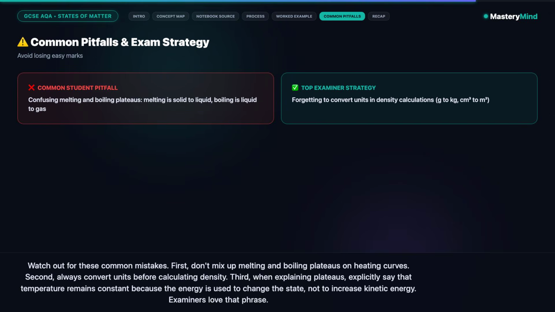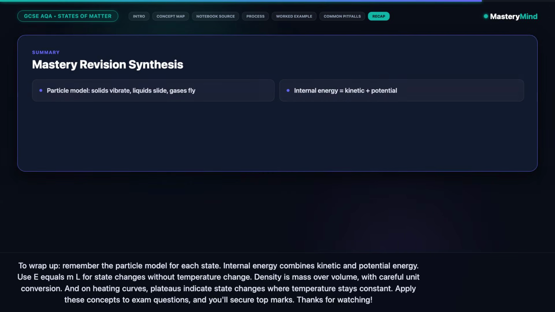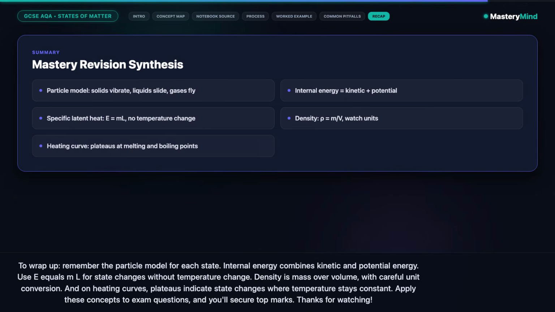To wrap up, remember the particle model for each state. Internal energy combines kinetic and potential energy. Use E equals mL for state changes without temperature change. Density is mass over volume, with careful unit conversion. And on heating curves, plateaus indicate state changes where temperature stays constant. Apply these concepts to exam questions, and you'll secure top marks.